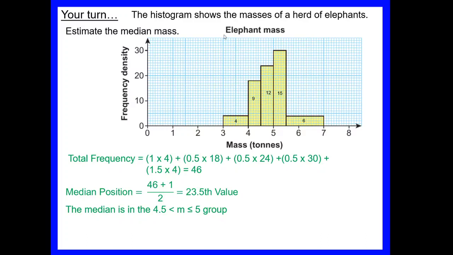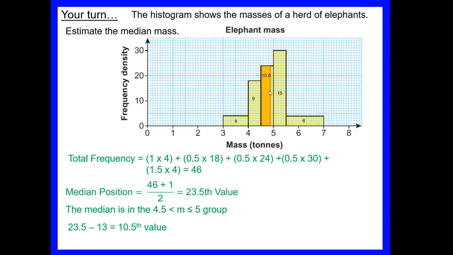So again, now we know they're in this group, we're going to take away the previous groups from that. The previous groups add to 13. So that leaves me again with 10.5. So I need 10.5 elephants from this bar. If this bar is 12, 10.5 is quite a bit along that bar. So again, I'm just going to draw a line approximately where I think it should be, just so I can see the bar that I need.